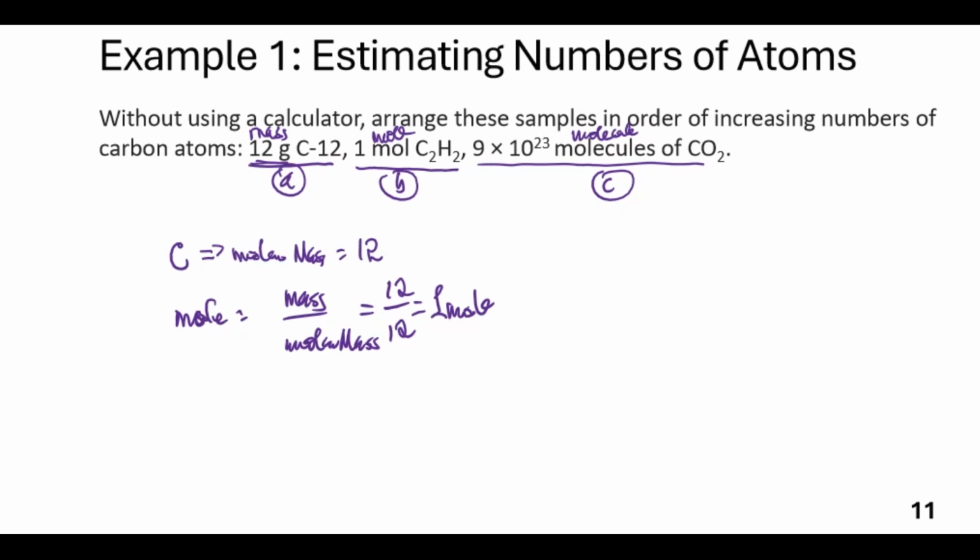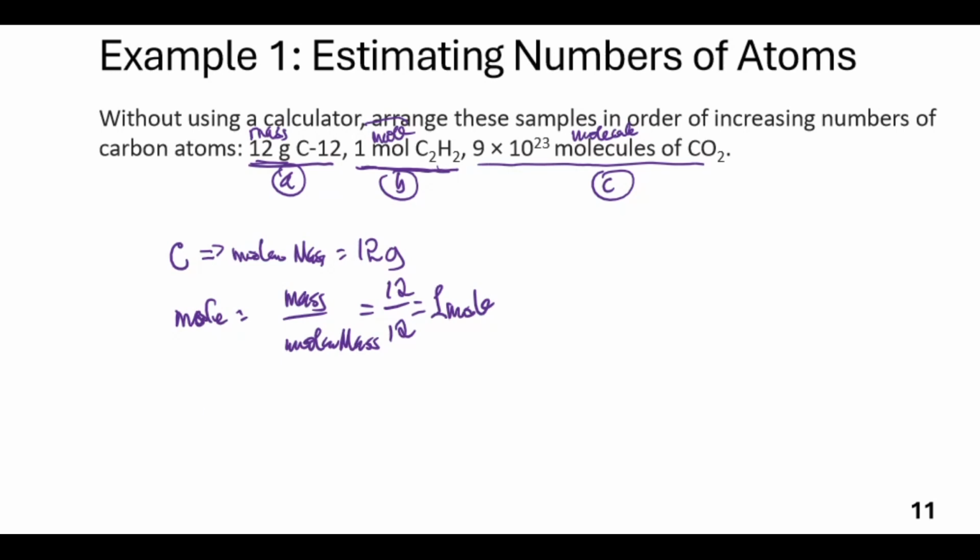So how are we going to know which one is heavier? Both of them are 1 mole because 12 grams of carbon-12 is 1 mole. 1 mole of C2H2 is also 1 mole. So we cannot use mole to compare this and this because both of them are 1 mole. So it means we can convert the 1 mole of ethyne to mass and see.